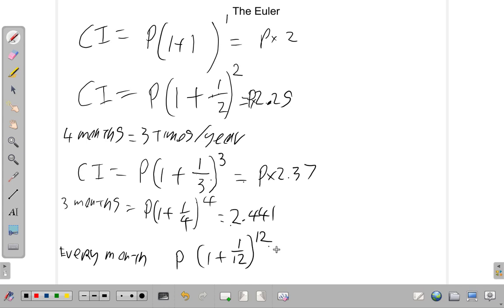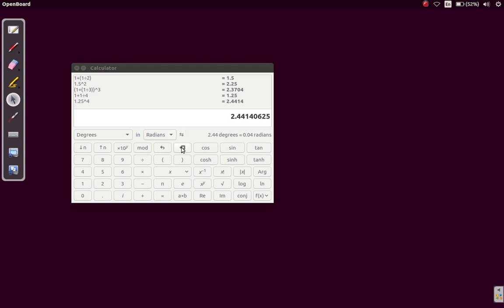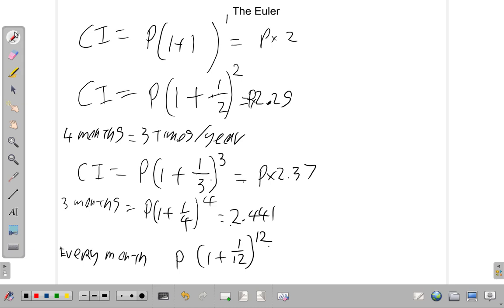So let's see what this becomes. 1 plus 1/12 to the power of 12. Alright, 1 plus 1 over 12, to the power of 12, equals 2.61. So you get 2.61.